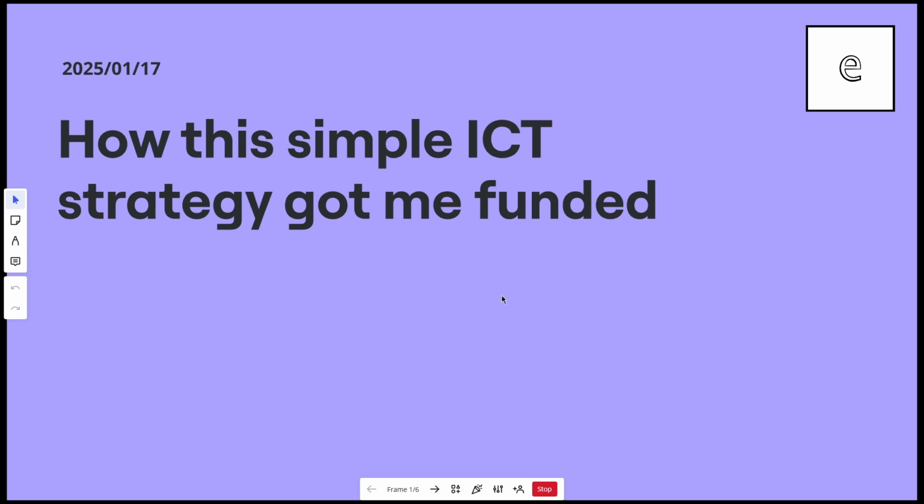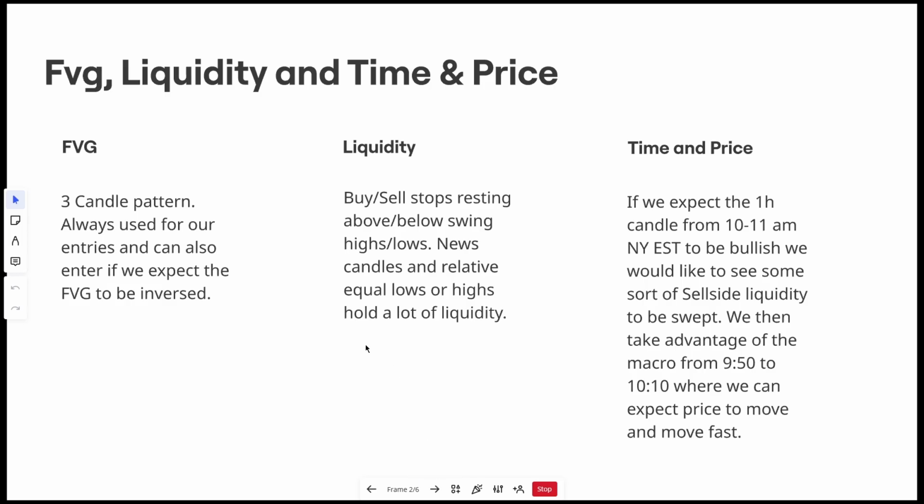At the end of last year, I used this very simple ICT strategy that got me funded with over 150k in prop firm capital. In a few easy steps, I'll show you guys how you can achieve this by yourselves. Now, the strategy is not very complex and doesn't even require a lot of knowledge over ICT's concepts itself. The three main things we're focusing on with this are the fair value gap, liquidity, and time and price.